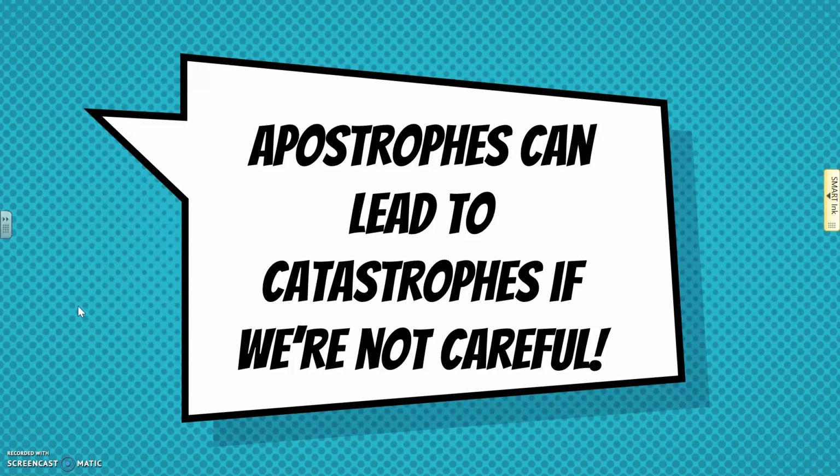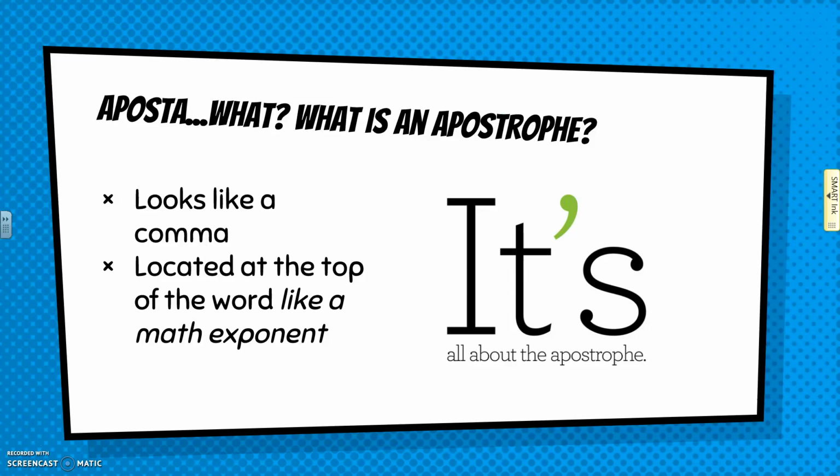Okay, friends, we're going to talk about apostrophes, which are informative, but if you use them incorrectly, it makes your writing look a little less than intelligent. So let's get started. First of all, we need to know, what is an apostrophe? It is not a comma, as a lot of you think it is, but it's actually up at the top of the word, kind of like where a math exponent would be. So if you look at it's right here, I-T apostrophe S, that's where you're looking for your apostrophes, okay?